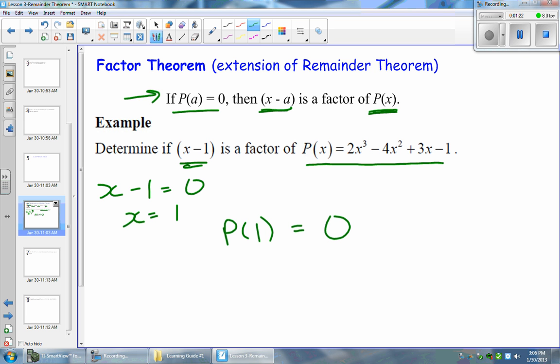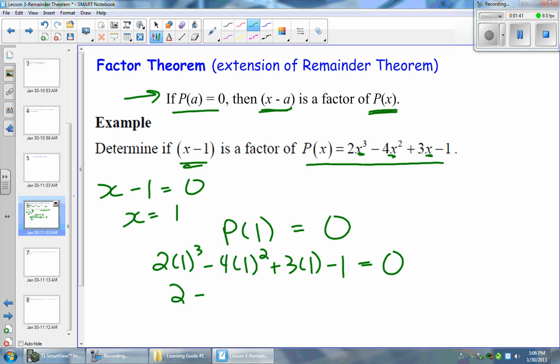So go back to your polynomial. Wherever you see an x, you're going to plug in a 1. So 2 times 1 cubed minus 4 times 1 squared plus 3 times 1 minus 1 could or could not be equal to 0. We'll have to check. So 2 times 1 cubed gives me a 2. This is a 4. 3 times 1 gives me a positive 3 minus 1, and this is equal to 0.